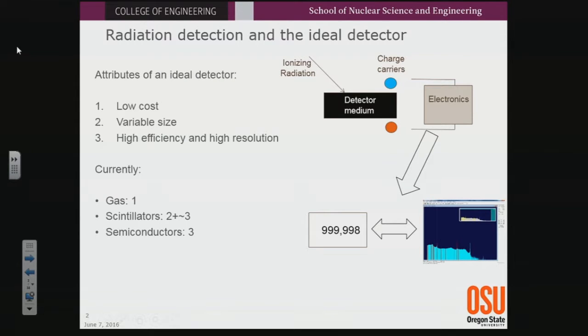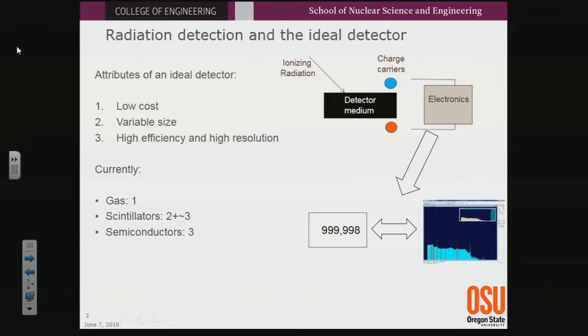So what would an ideal detector look like? Well, here are some attributes that I consider to be an ideal detector. One, low cost. Makes sense, I hope. Two, variable size. So you want something you might be able to have in a portable device, or maybe something large for shipping containers. Also, you want high efficiency and high resolution. You want to stop high energy gamma rays, and the high resolution, you want to have confidence when you're trying to characterize and identify different radioisotopes, different radionuclides.